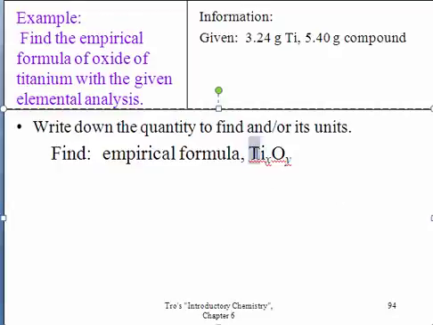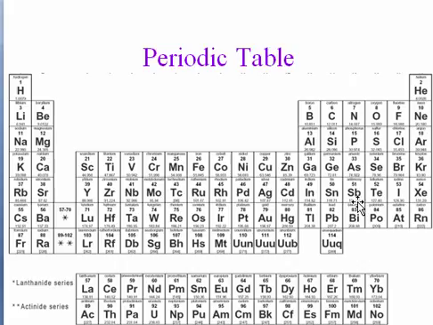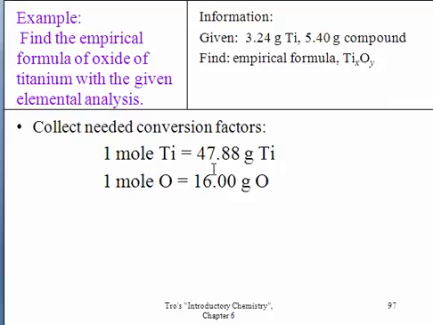Our goal is to find an empirical formula in this format where we determine the subscripts x and y through our calculations. So first, we need to determine what our conversion factors are for getting our mass to moles. Here's titanium on the periodic table, a metal on the metal side, and here's oxygen, a nonmetal. So we know, just to reinforce, that this is going to be an ionic compound. From the periodic table, we see that 1 mole of titanium is 47.88 grams, and 1 mole of oxygen is 16.00 grams.